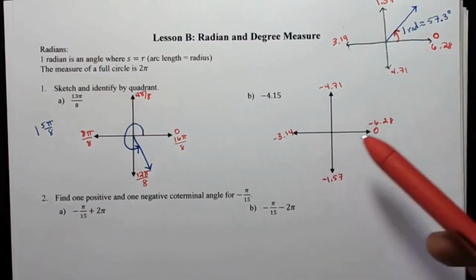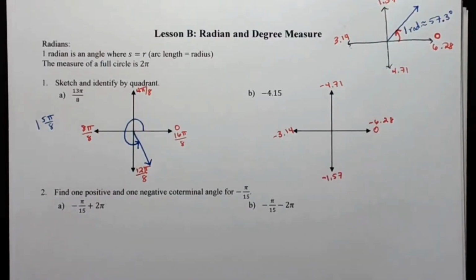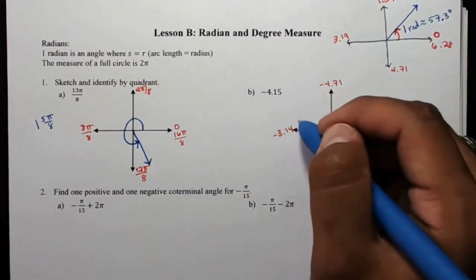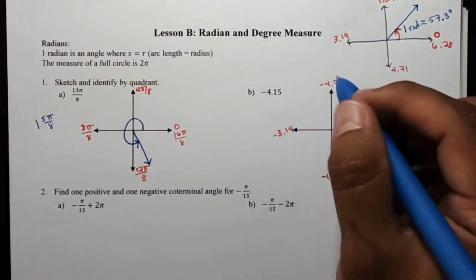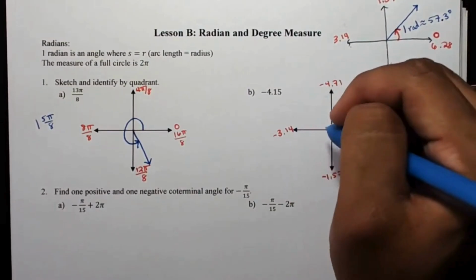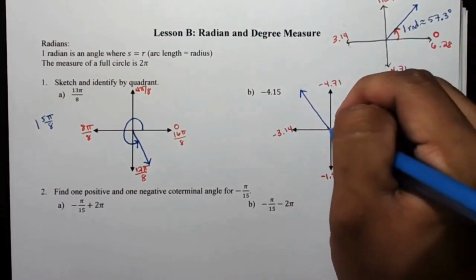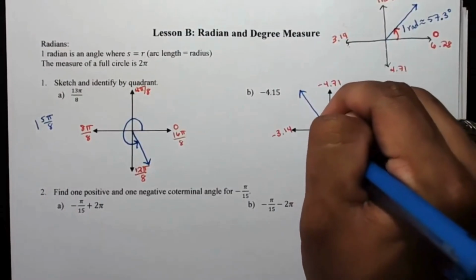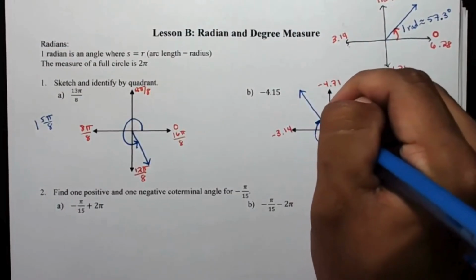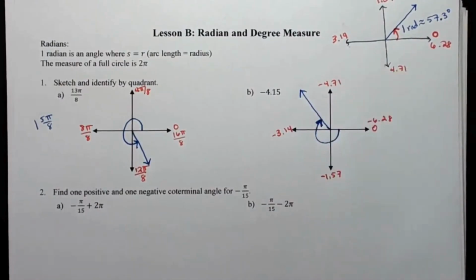I'm just doing this for my notes so that y'all can understand where exactly negative 4.15 is in radians. Well, it's definitely going to be more than negative 3.14 and less than negative 4.71. So I'm just going to approximate it to be somewhere here. And since I'm going in a negative rotation, I'm going to go clockwise and draw my arrow that way. Okay, so again, I can ask you to graph any number.